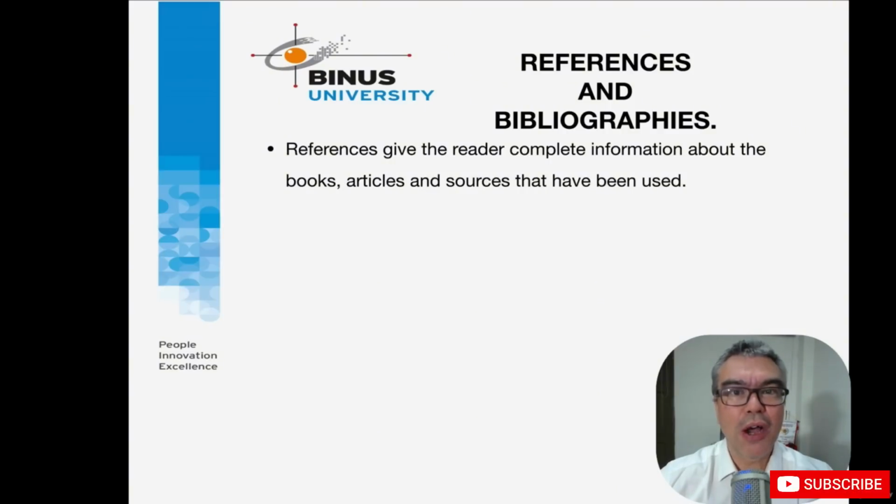So readers might want to not just check, but they might want to go to the books and articles that you used in your writing. They might want to learn more, and they might want to study the topic and get wider knowledge. So your bibliography and list of references can be very useful for the reader.